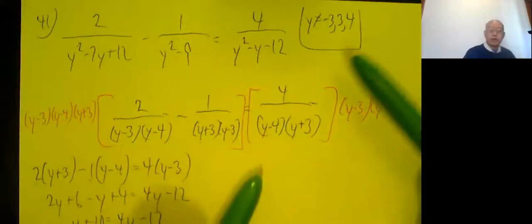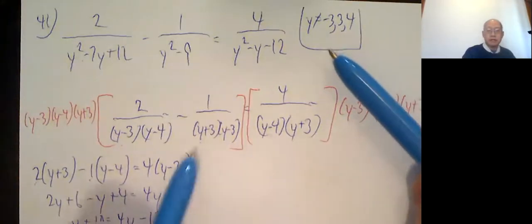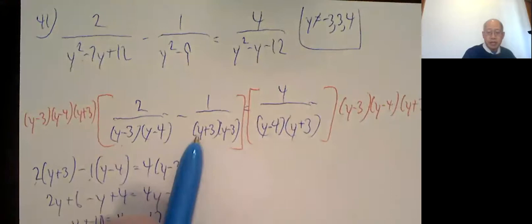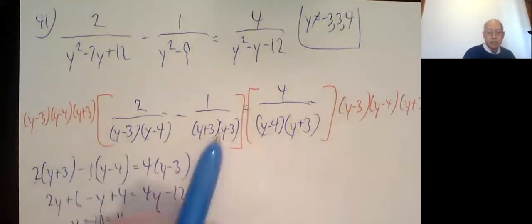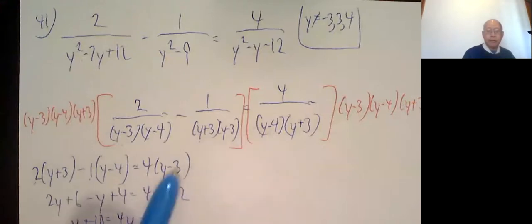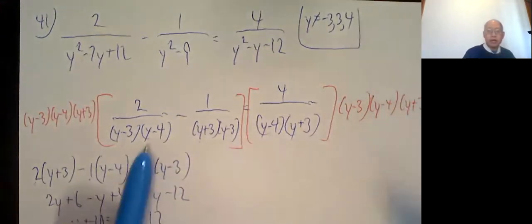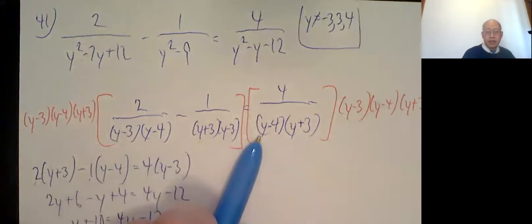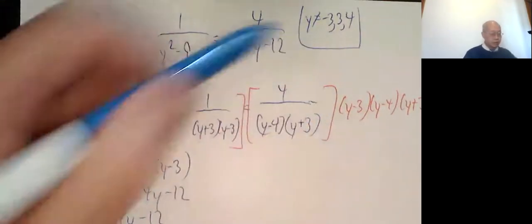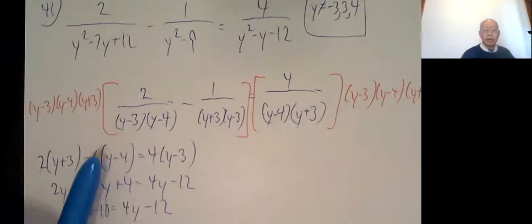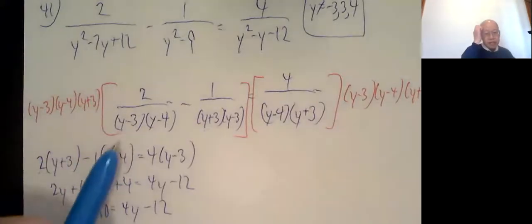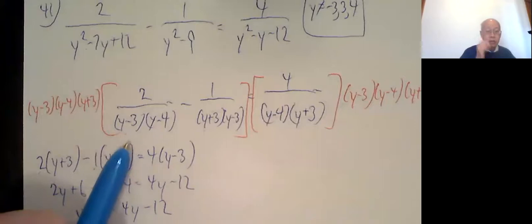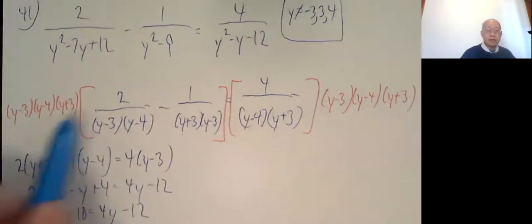So my forbidden value list here is negative 3, because if I plug in negative 3 here, you get 0. Positive 3, because if I plug in positive 3 here or here, I get 0. And 4 is not allowed because of that and that. Okay, so if I get any of these, then I have to throw them out. All right, the common denominator is y minus 3, y minus 4, y plus 3. You basically just write everything down. And now I take these three times that, times that, times that.